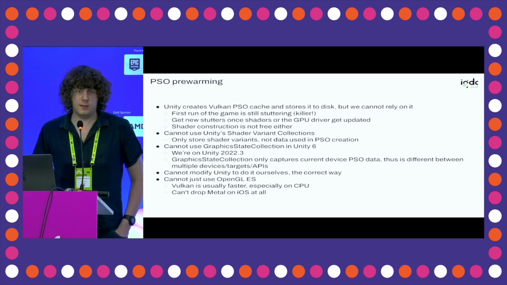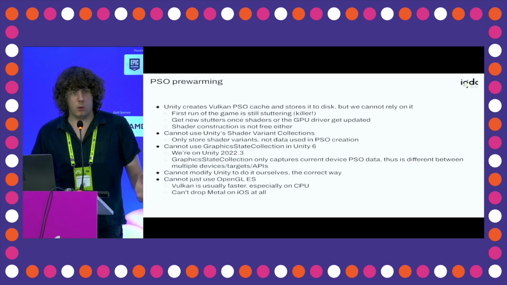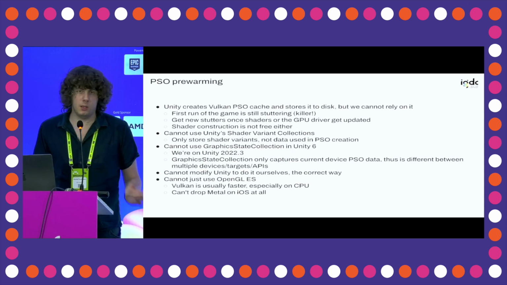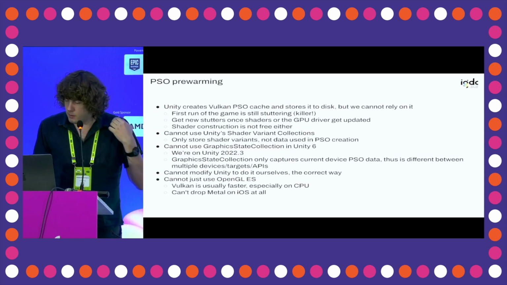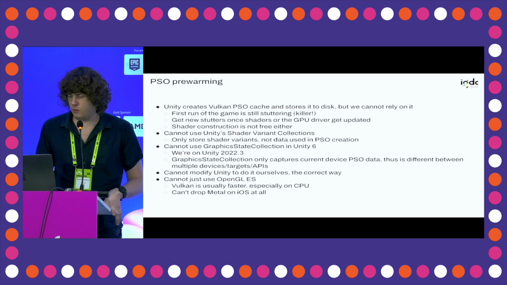Unity has a feature called shader variant collection, where you can store all the various shaders and their permutations in a collection and just pre-warm that. But that's not enough to pre-warm a PSO. You will still get invalid PSOs, and you will still get stutter. There's a new API called Graphics State Collection that landed in Unity 6 that tackles that, but the problem is we're not on Unity 6, we are on 2022.3.